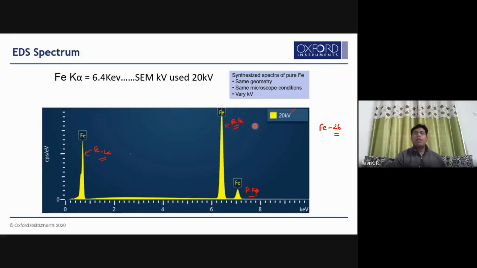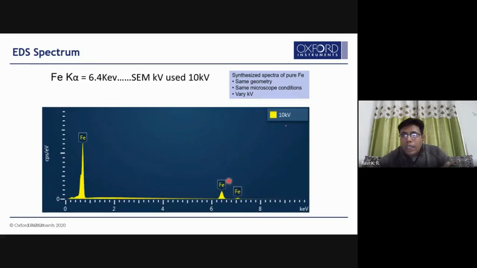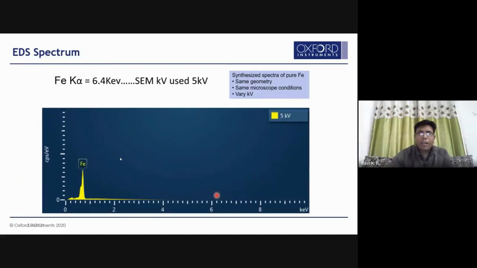Fine. Now let us decrease this particular value and see what happens. Let us decrease it to 10 kV. Now it is close to threshold, which means the intensity of both iron K alpha and iron K beta is likely to decrease drastically. But still you can see the Fe L alpha. Fine. Suppose we decrease further to 5 kV.